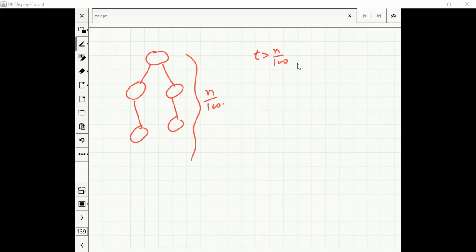Whatever be your deterministic tree, if it has only seen n by 100 values, the remaining values can be 0 or 1, and they can change my function value because t is greater than n by 100. So no leaf can output the correct answer with 100% probability. Do you agree?